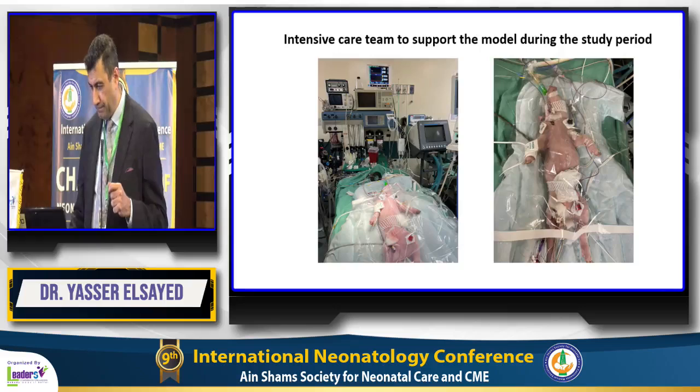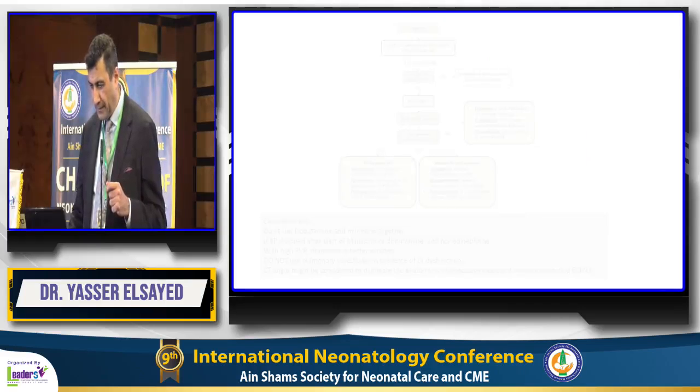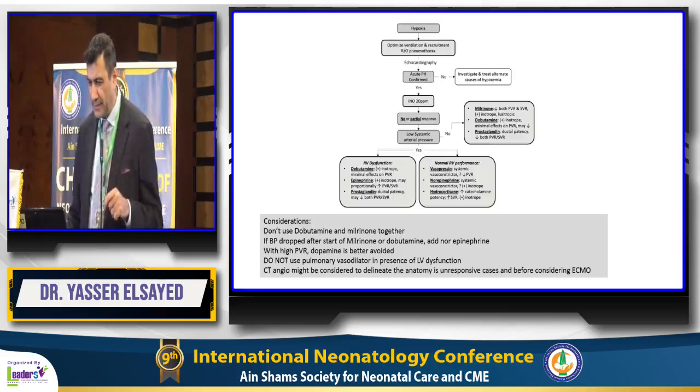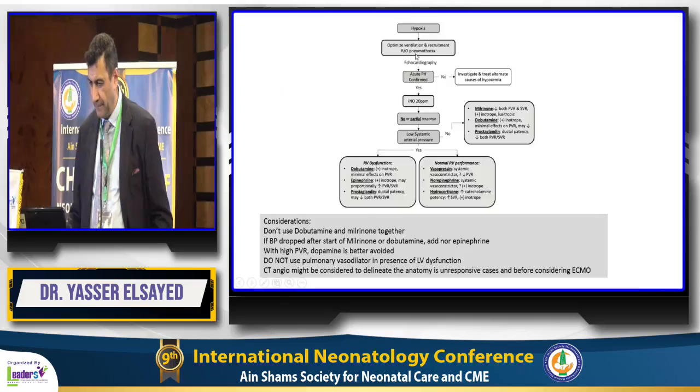So yeah, that's the last slide. If you have an infant with hypoxemia, optimize ventilation and lung recruitment, rule out pneumothorax, and then consider echo. If there is acute pulmonary hypertension, confirm it and use a pulmonary vasodilator.